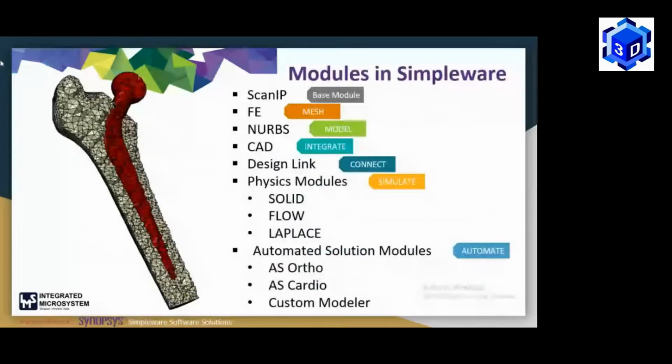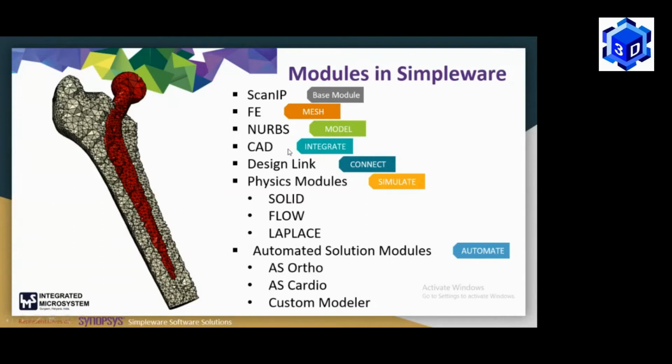So these are the modules which Simpleware has for various workflows. For creating a 3D model by importing the data, ScanIP is the base module required. If anyone wants any kind of meshing, either tetrahedral or hexahedral, or any kind of meshing based on the application, they can have the FE meshing module. Then for any curved surface, a B-spline method, that is a NURBS model, is used.